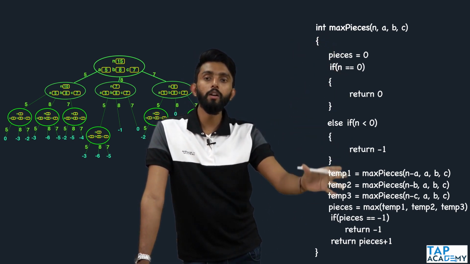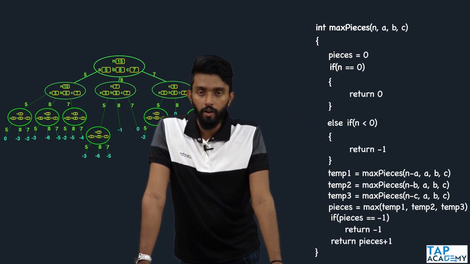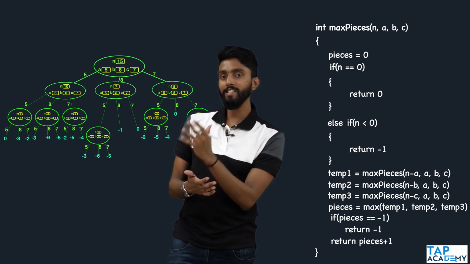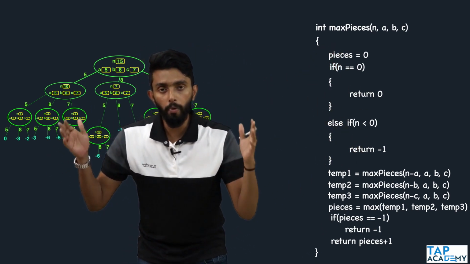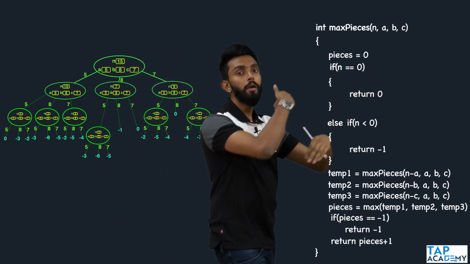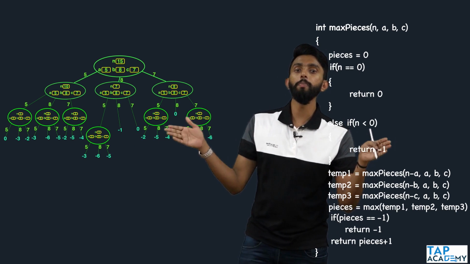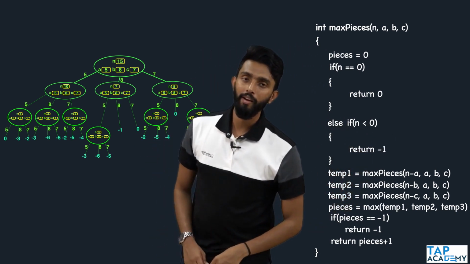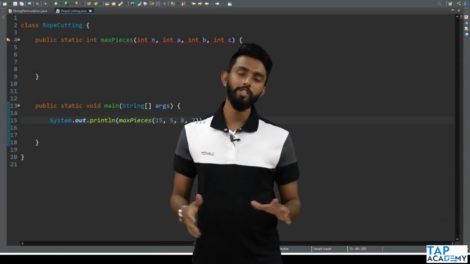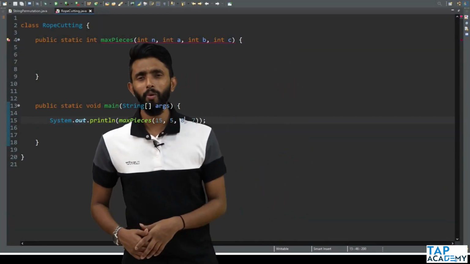So this is the recursive function using which you can calculate the maximum pieces that a rope of length n can be cut into, either in A, B or C length pieces. I hope you're able to think. Will this work? Let us write some code and check. Now it's just time for us to write code. Writing code is the easy part.